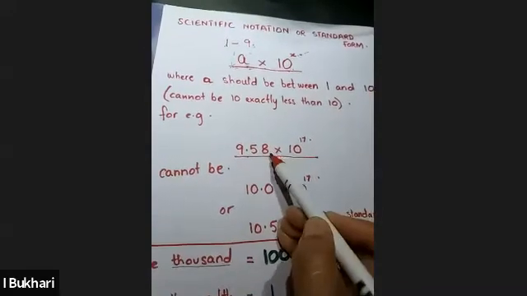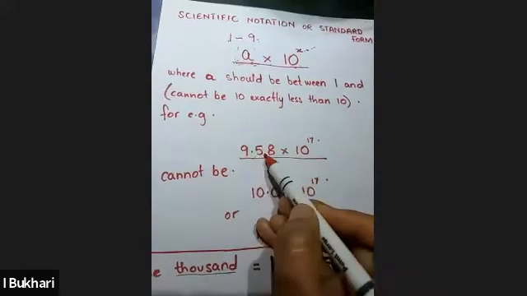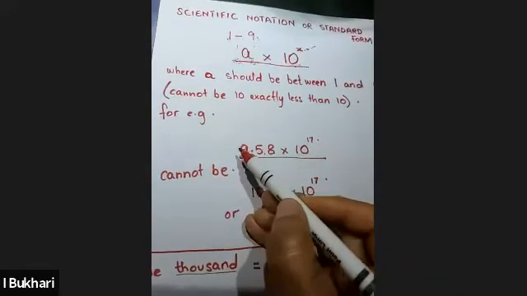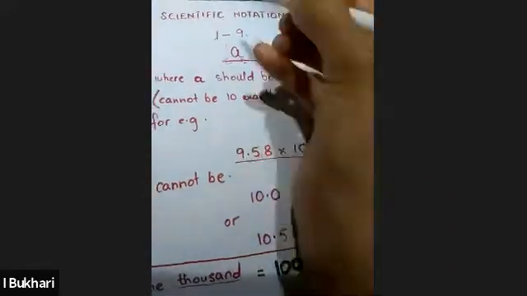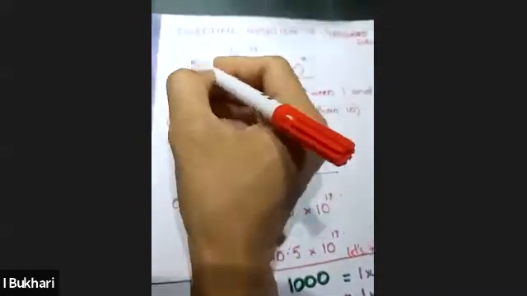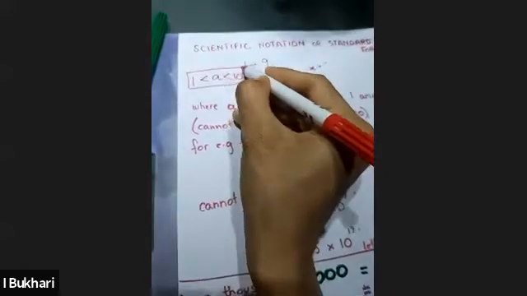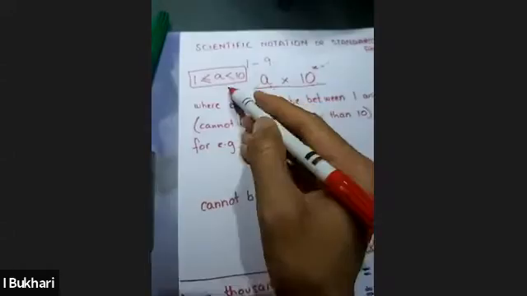Okay, how come? You can have 9 point something because this is still less than 10. So your number should be greater than or equal to 1 and less than 10. A should be greater than or equal to 1 and less than 10.